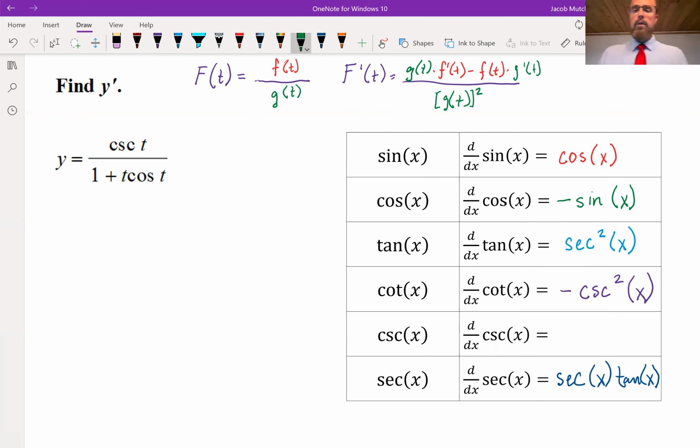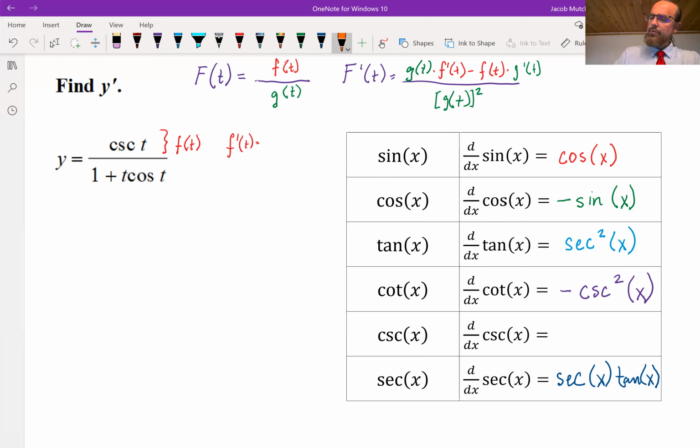So what I want to do again is just apply my rule to what I've got by just figuring out, first of all, what's f of t, what's g of t. So f of t, that's going to be my numerator, cosecant of t. So that means my derivative of f of t, if I look in my table, is going to be the one that's missing. So we need that cosecant of t. Well, let's fill that in right now.